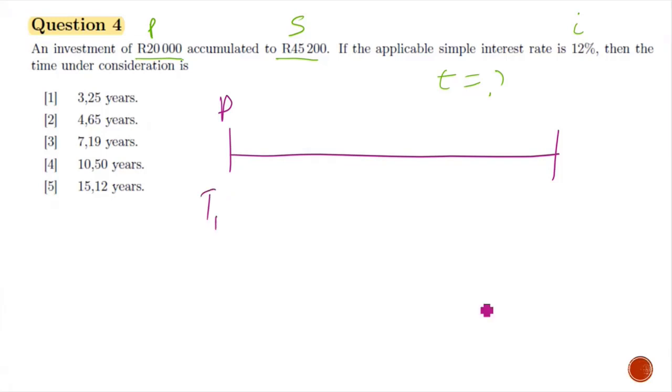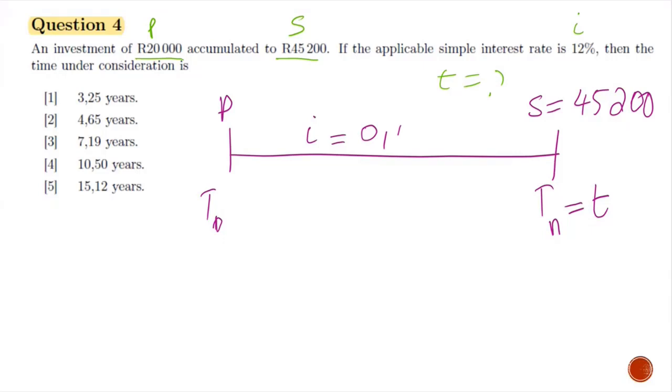Your T1, which is the present tense, your present value. Okay, this is your T0. It has accumulated here. That is your Tn, but you don't know the number of years you are looking for, and then it has accumulated to your future value. That is your S. Your S here is equal to 45,100, and the interest rate, your I, is equal to 0.12.